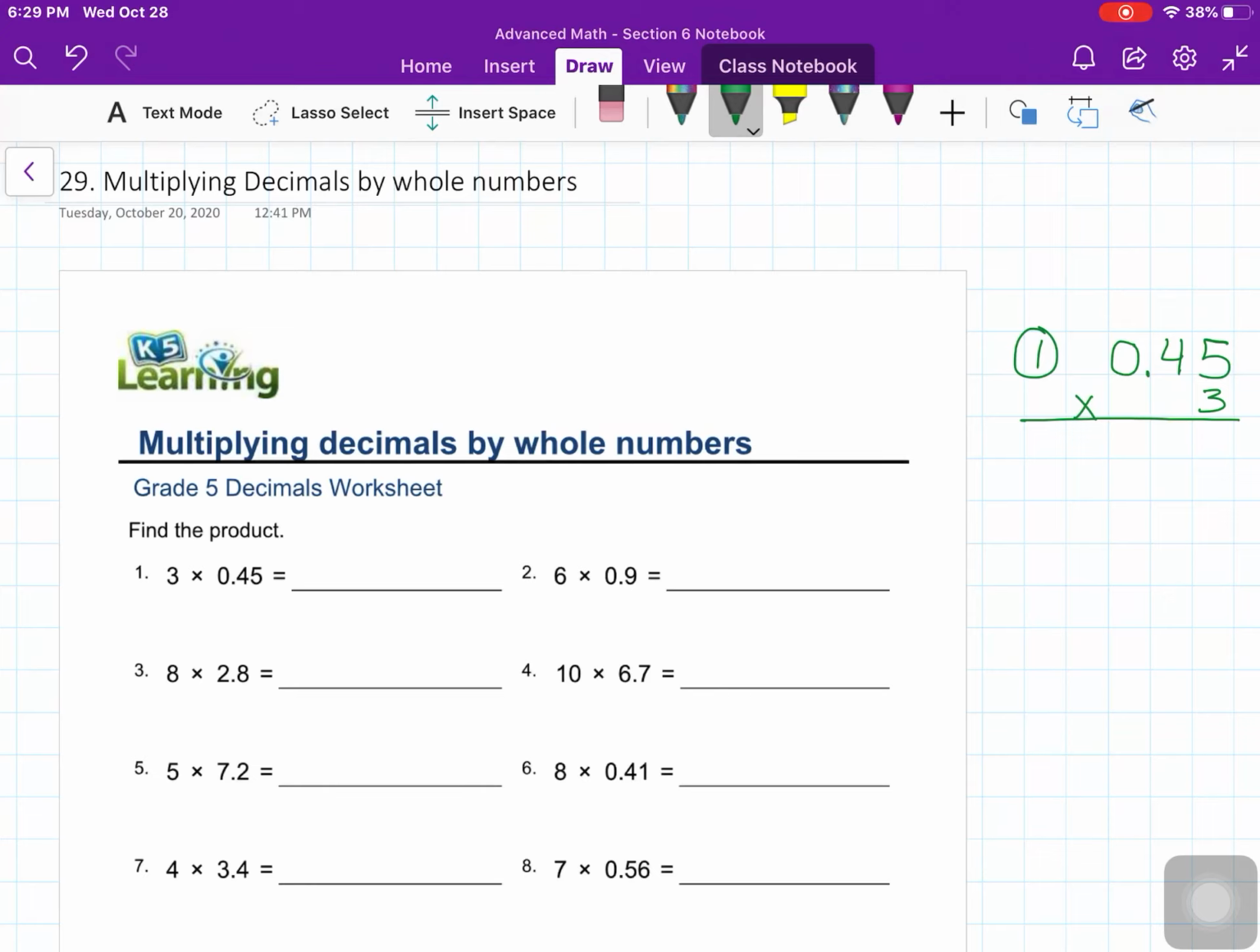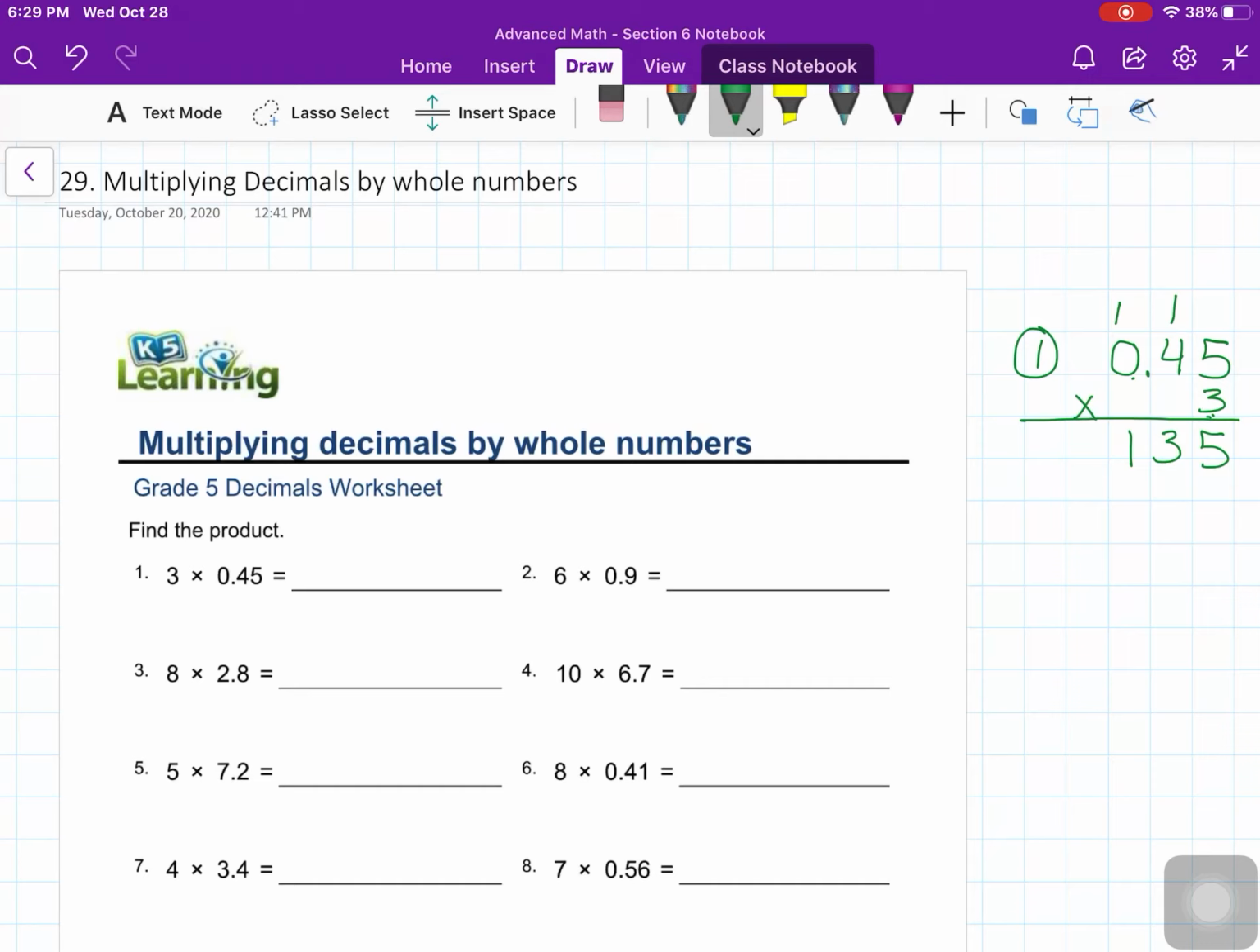Now notice I do not have to line up my decimal points. And the reason I don't is because I'm going to count places behind the decimal to see exactly where my decimal goes. So now I just start on the right and multiply through this. 3 times 5 is 15. Carry that 1 to the next column. 3 times 4 is 12. Plus 1 is 13. Carry the 1. 3 times 0 is 0. Plus 1 is 1. So 135 would appear to be my answer, but now I have to count how many places after the decimal points.